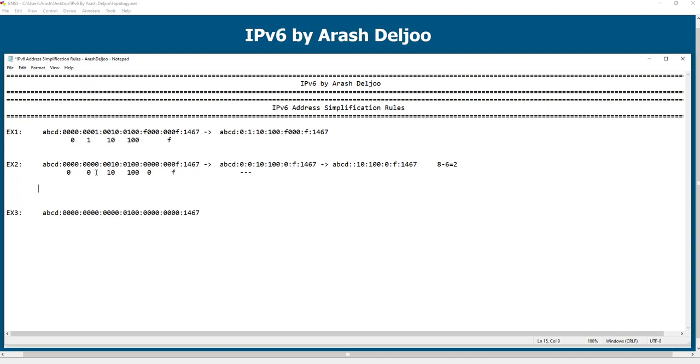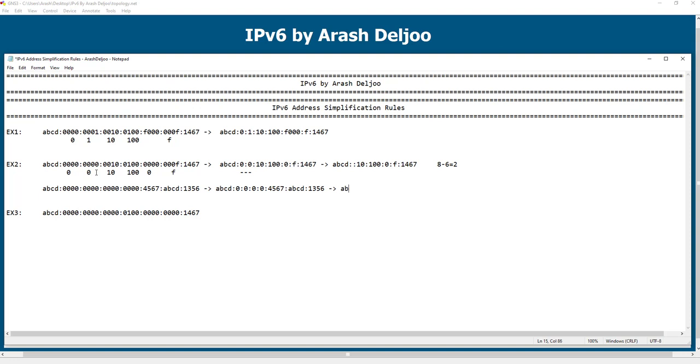Let me show you again. A, B, C, D, for example, 0000, then quad 0, then quad 0, then quad 0, and then 4567, then ABCD, and finally 1356. How can you compress this IPv6 address? First, ABCD, then 0, omitting the leading 0s. Then 4567, and then ABCD, and then 1356. This is a compressed IPv6 address. And you can compress this IPv6 address even more.